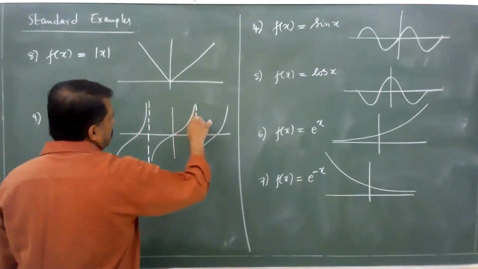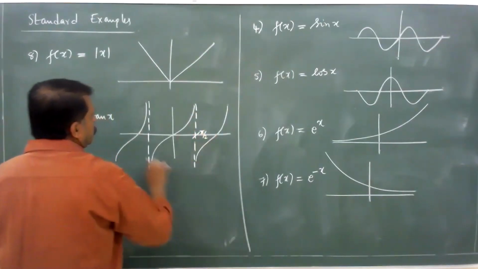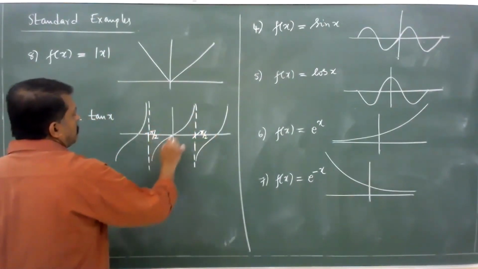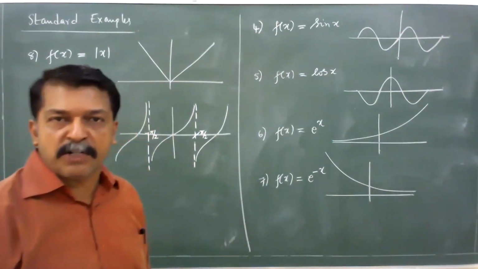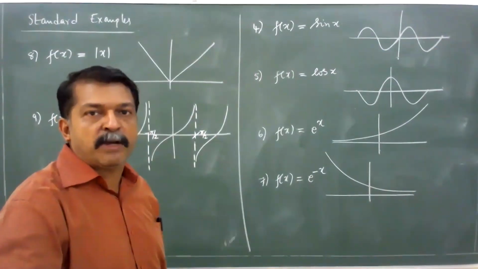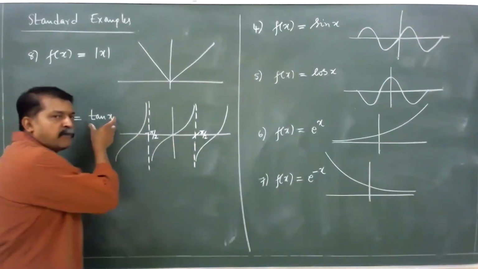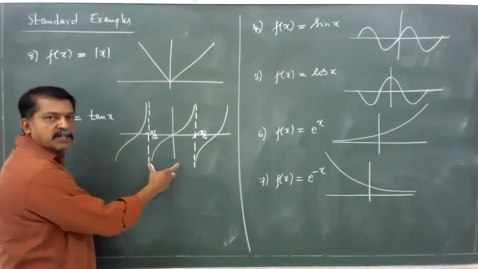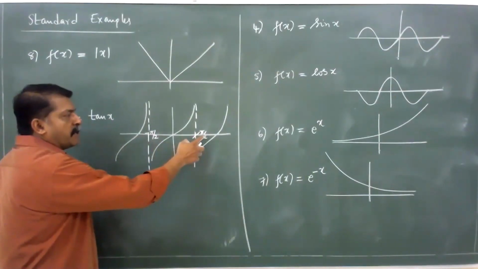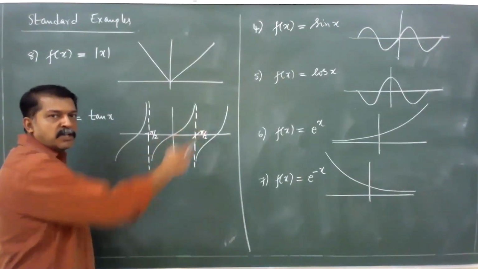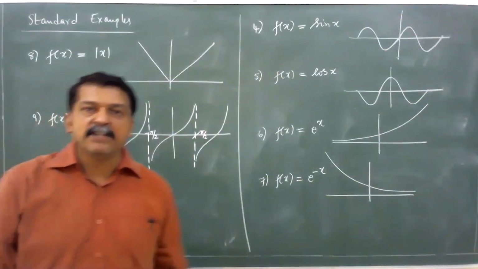We clearly see that at pi by 2 and all odd multiples of pi by 2, the function is not defined. There exists no function at x is equal to pi by 2, 3 pi by 2, 5 pi by 2, likewise. So it is an example of a discontinuous function. Tan x is discontinuous at pi by 2, 3 pi by 2 and in general odd multiples of pi by 2. Suppose you want to make tan x continuous, what to do?